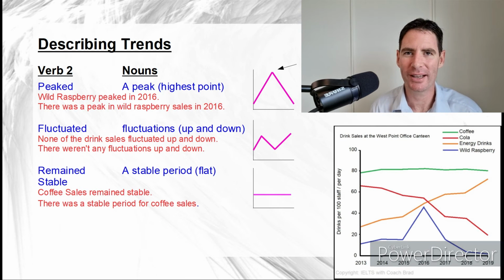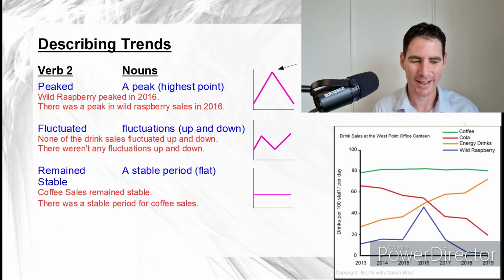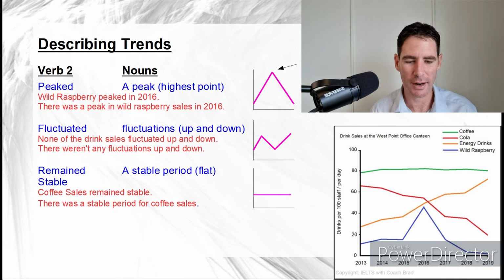Some more interesting ways to describe the data: peaked, fluctuated, and remained stable. For peaked, think about the top of a mountain. It is the highest point, the top of Mount Fuji. Fluctuated is different. It means up and down, up and down. For example, I think wild raspberry was the only one that might have fluctuated, but really, I think a better description for that would be to say it peaked in 2016.